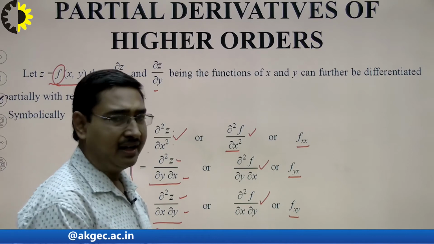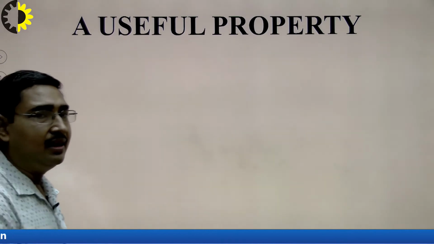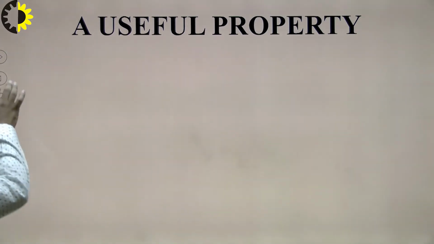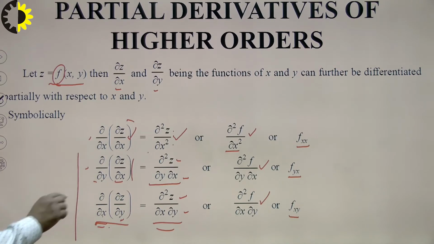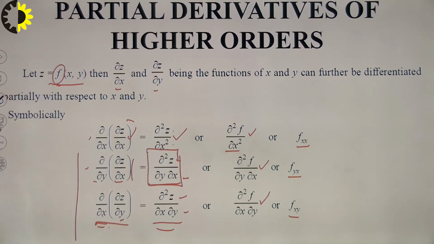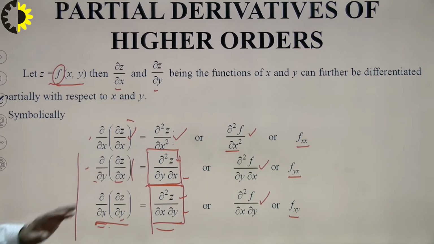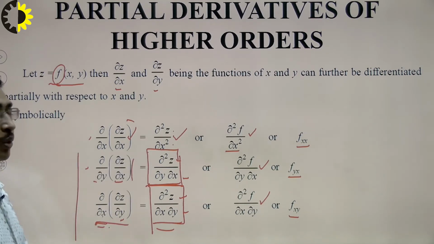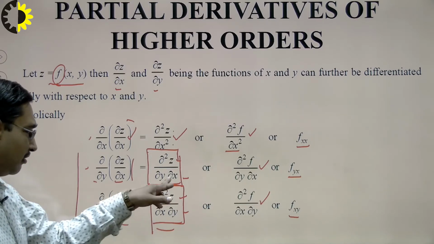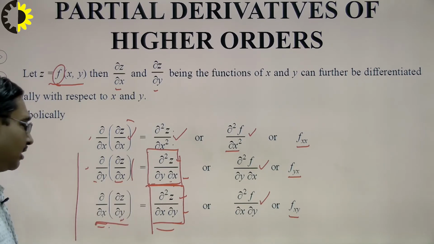Similarly, even higher derivatives can be calculated and written. Now we understand a useful property. In the previous slide, we have seen that del 2z over del y del x and del 2z upon del x del y, these two partial derivatives, are calculated in different manner. For this, we have differentiated with respect to x, then with respect to y. For the next one, we have differentiated with respect to y and then with respect to x.